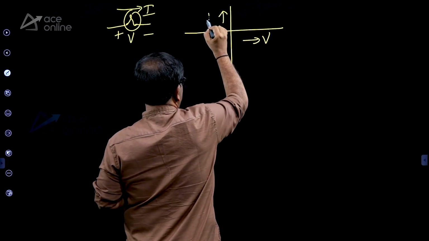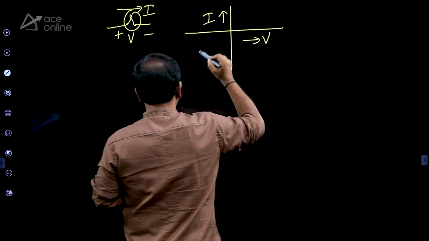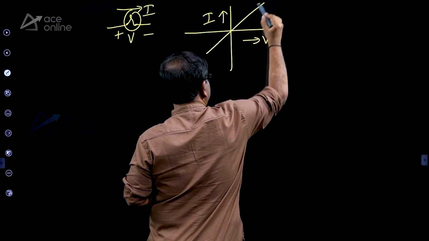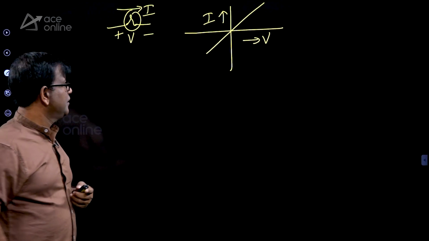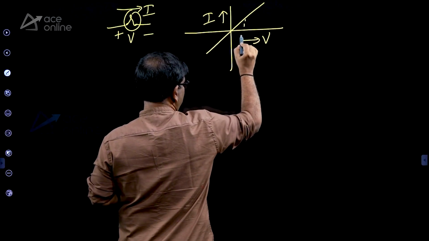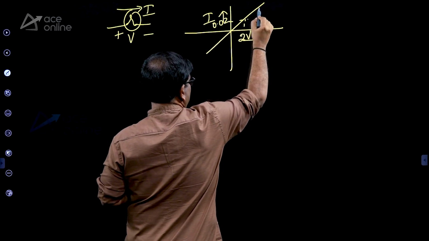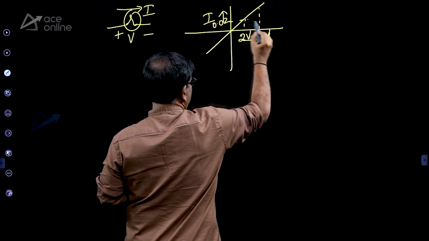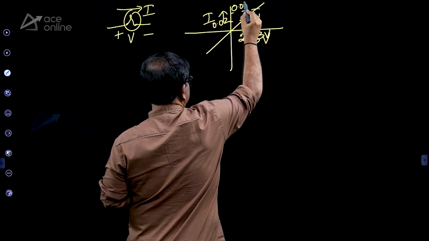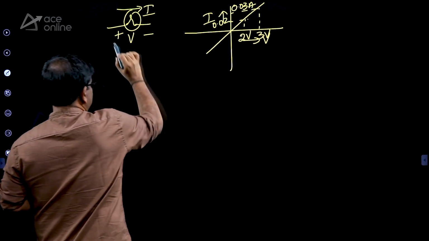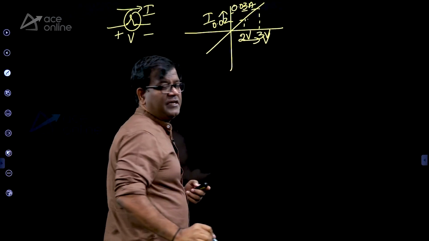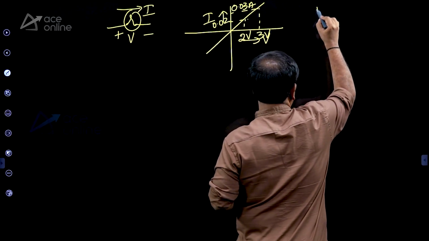Now somebody has given you the characteristics of the bulb, which is say a straight line. So if you give 2 volt, the current is say 0.02. If you give say 3 volt, the current is 0.03. So something like this, okay? So this is the first step. This is the second step. The third step is the model.